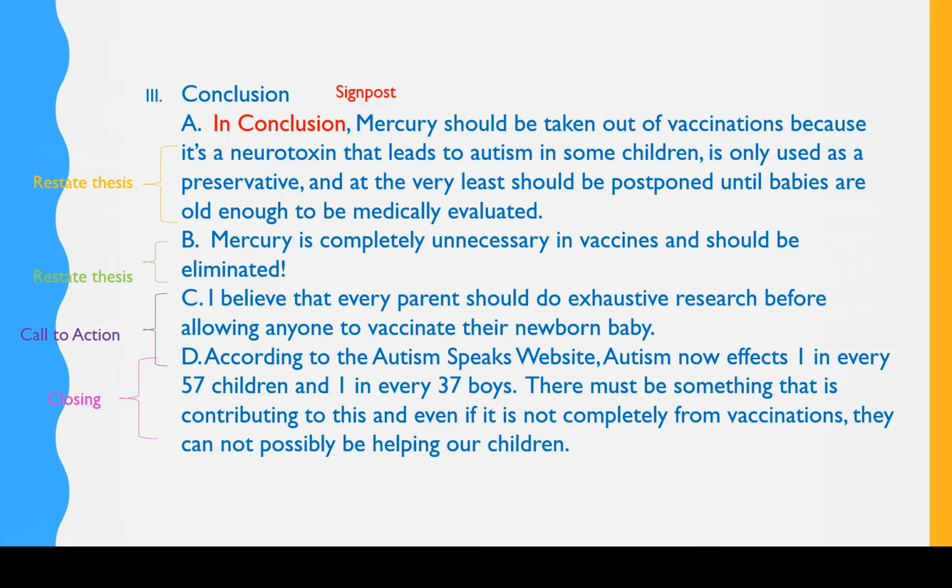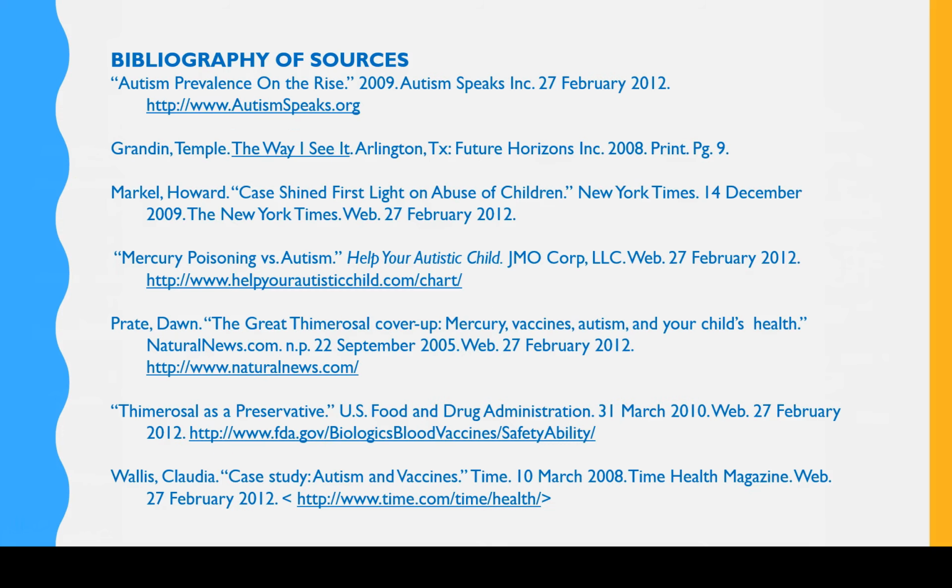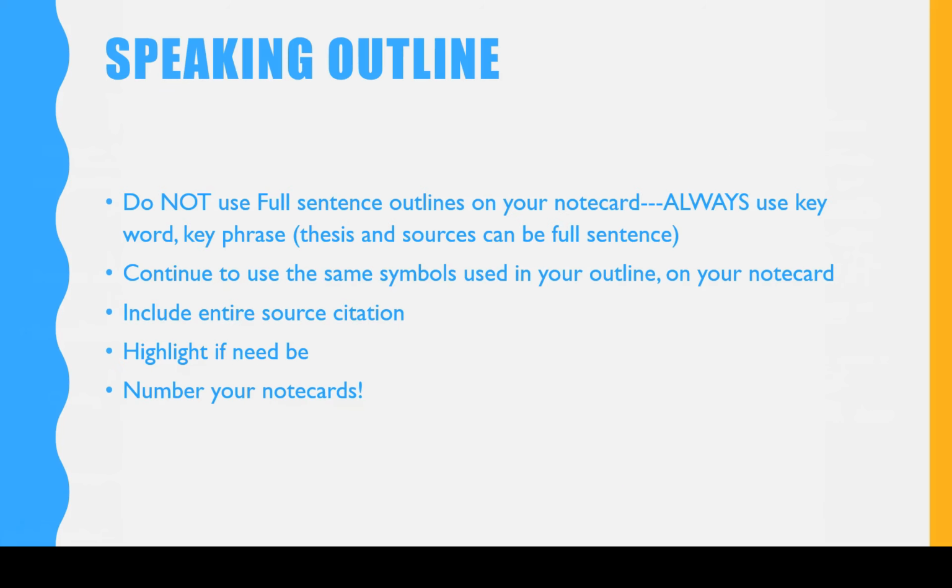And then here's her conclusion. She has a signpost to her conclusion, perfect. Restates her points. I have restate thesis there, I'm sorry. And then restates her overall thesis. She has a call to action, and then she has a closing. So that's a great outline right there. And that would be her list of sources. So you will need to have a bibliography of sources when you have your persuasive speech, okay?